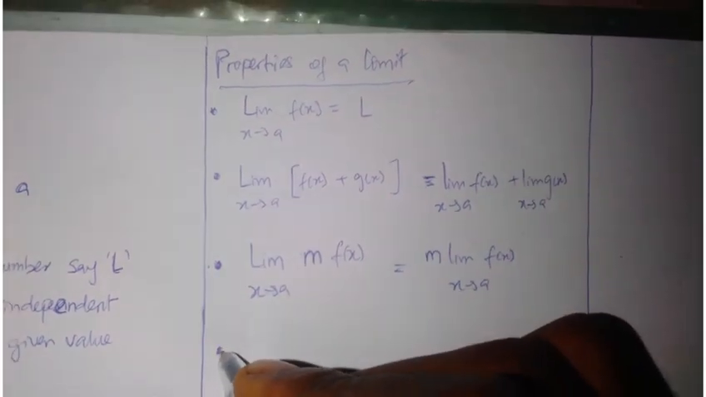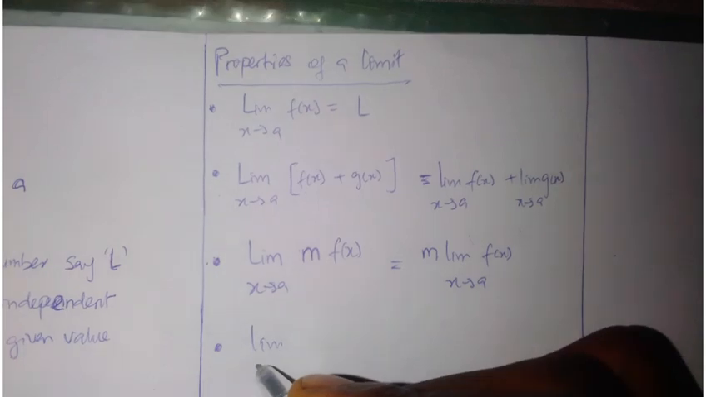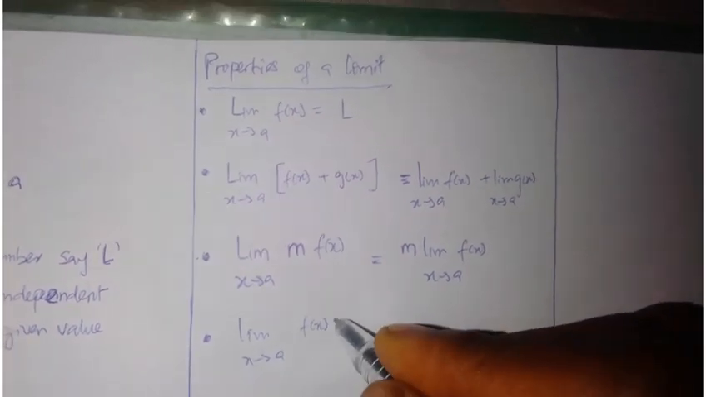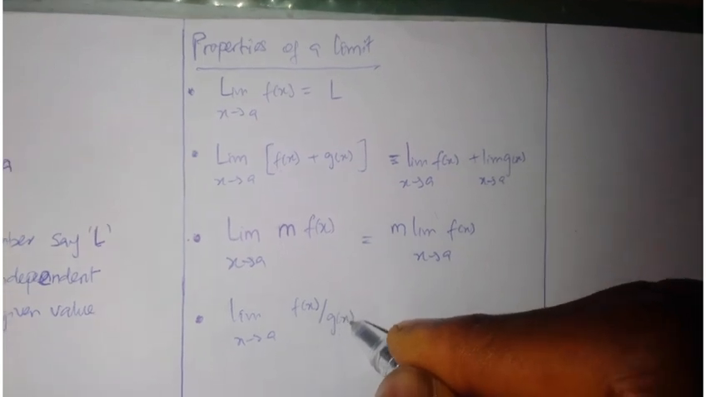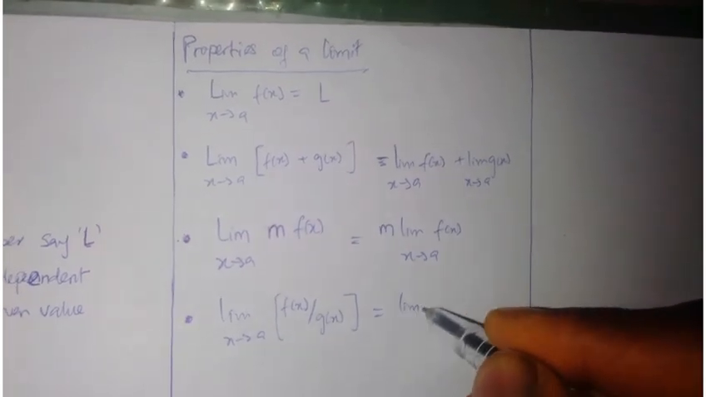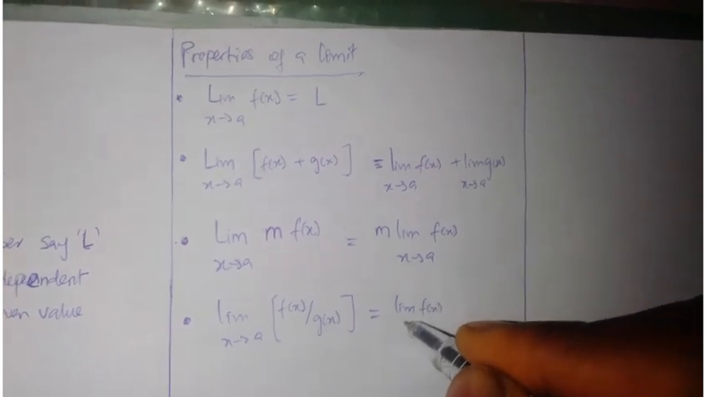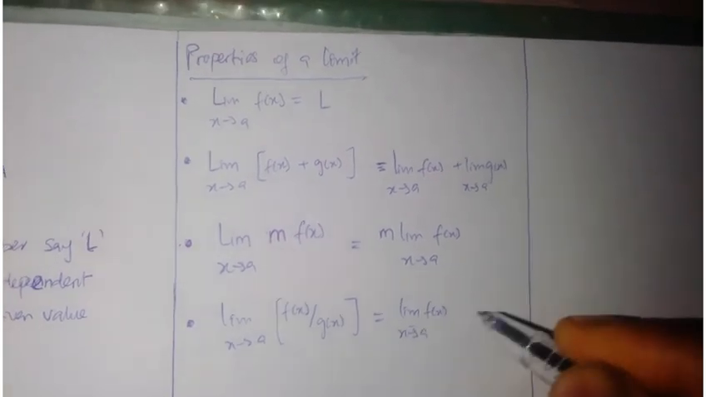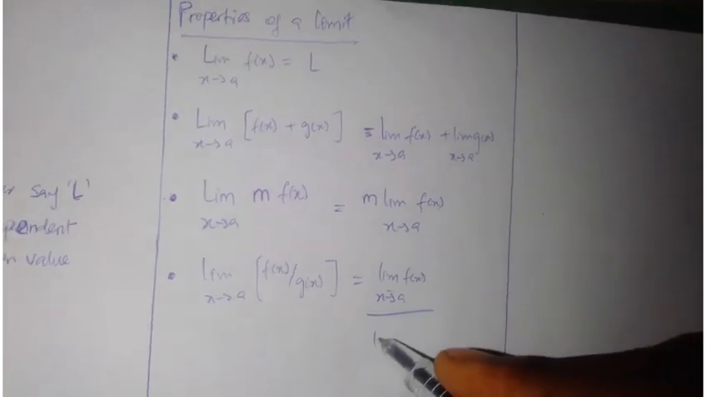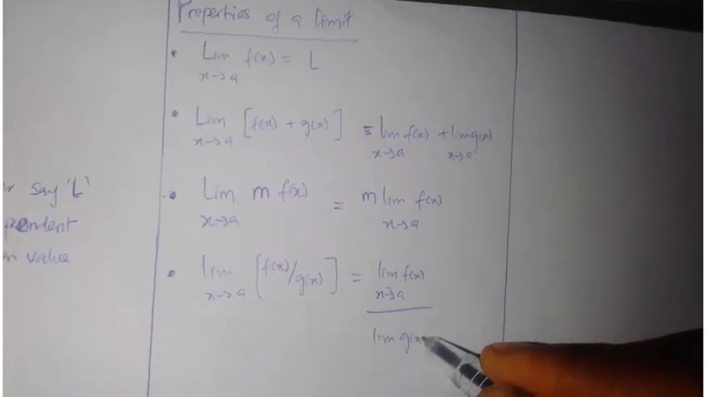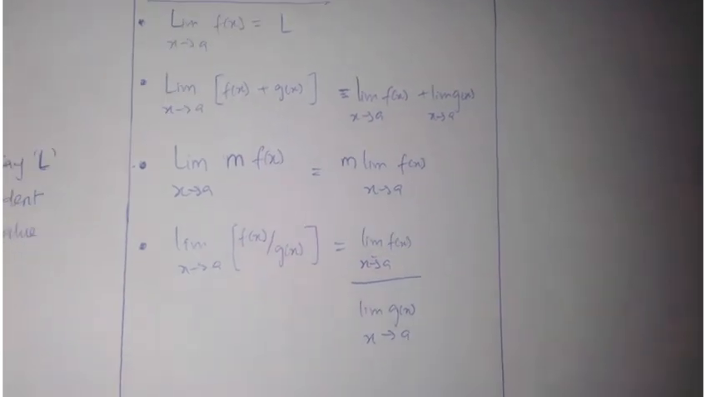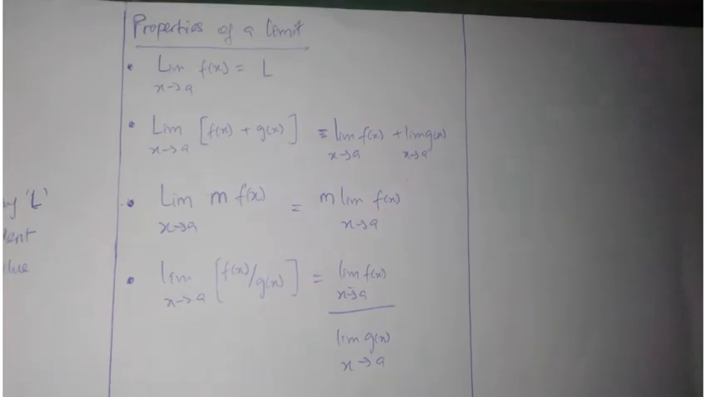Then number 4 is the limit as x tends to a of f of x over g of x. This is the division part now. This is the same thing as the limit of f of x as x tends to a, divided by the limit of g of x as x tends to a. And these are all the properties of limit.